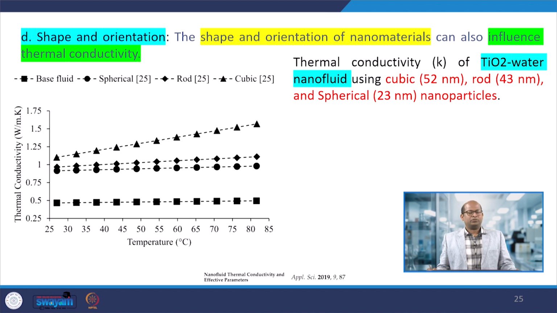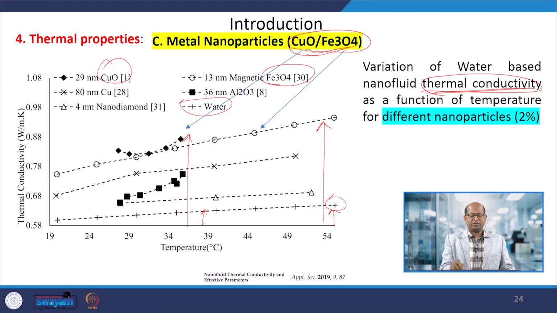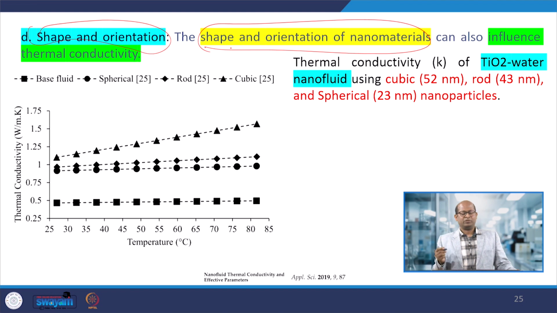Here I am showing a CNT type of nanomaterials, carbon nanotubes. Here metal oxides I am showing as a nanoparticle, and here is the shape and orientation of those materials. I said the shape of that nanomaterial is very important. The material consists of the same materials, but its shape is different.